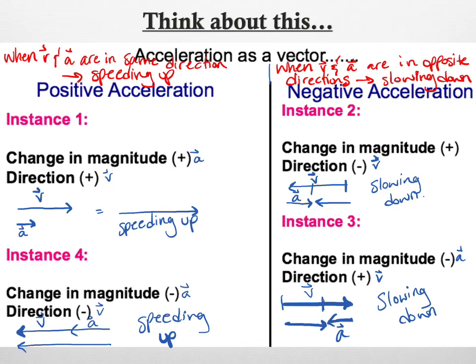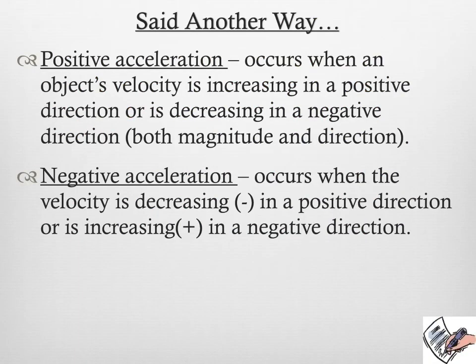Okay? So that's what you have to know about acceleration and its direction with regard to its velocity. Another way to say it: you have positive acceleration when an object's velocity is increasing in a positive direction or decreasing in a negative direction, right? Increasing, positive, because we have positive acceleration, same sign. Decreasing in a negative direction, negative and positive, therefore opposite sign, so of course it's decreasing.